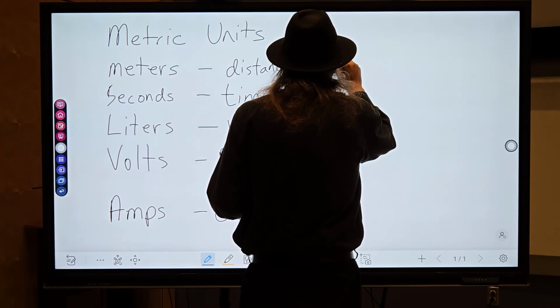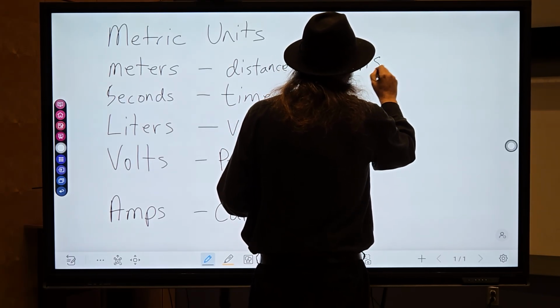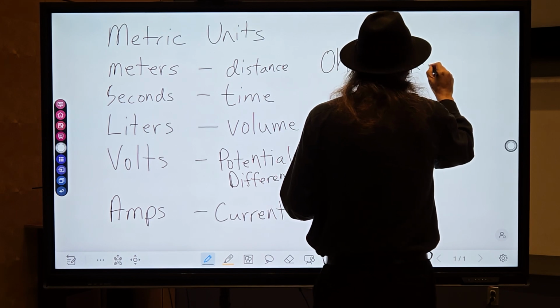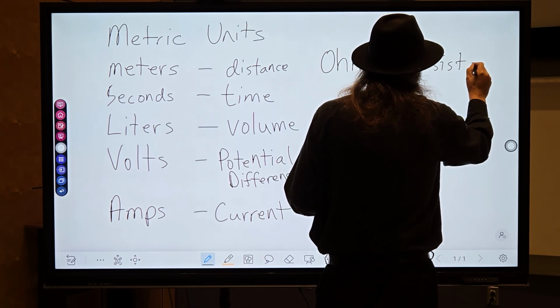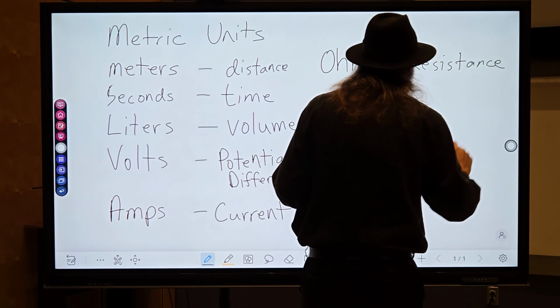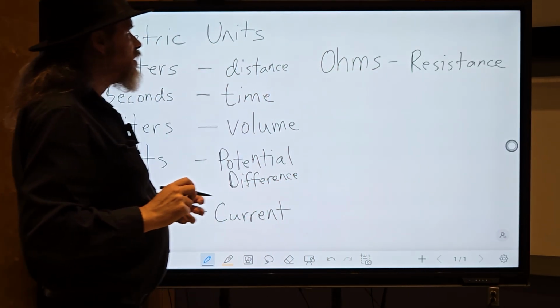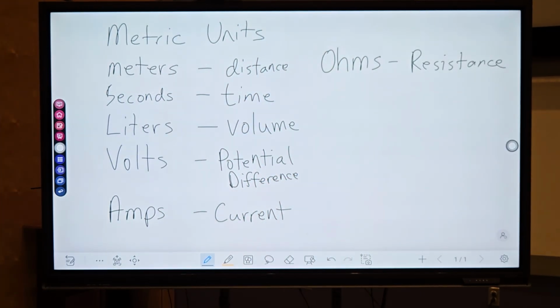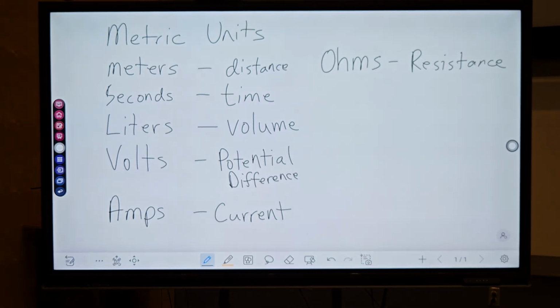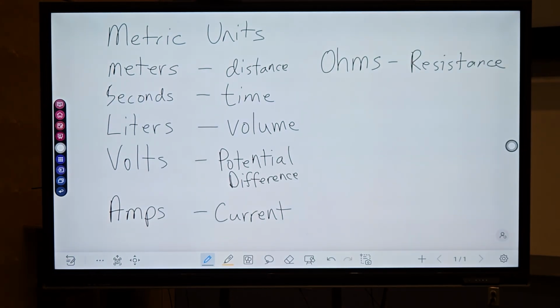Resistance is in ohms. Ohms, and Ohm's law are related to voltage and amperage. We'll get to that when we get to resistors in the electronic components section of this semester.